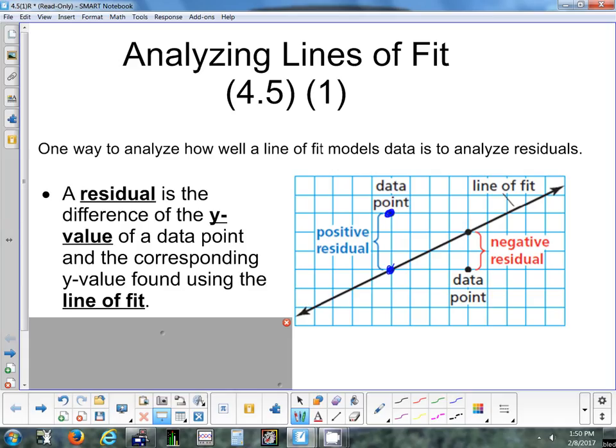Okay, so the goal, hopefully, is when you find a residual that it's a small number, very small, like 1 or negative 1. That means that it's only 1 unit away from where it should be. If it's big like that, like a 3, that means that this line is 3 units away from where it should be.